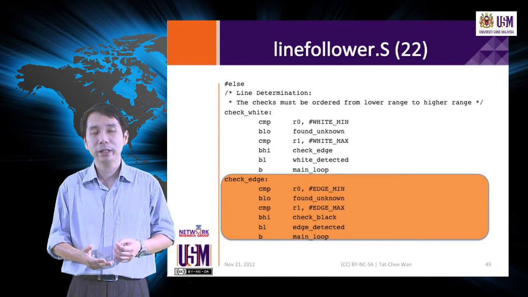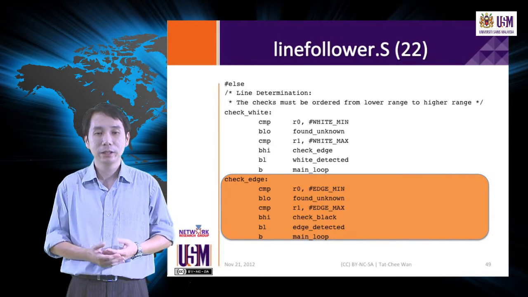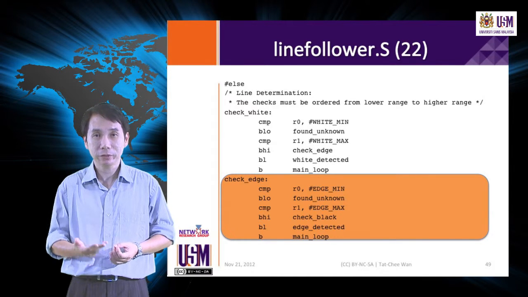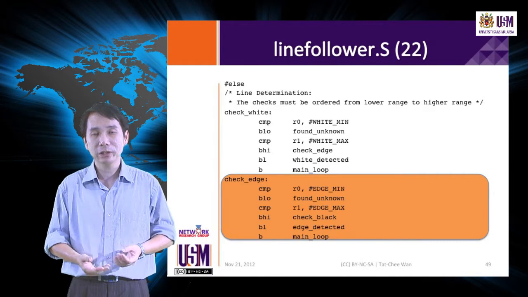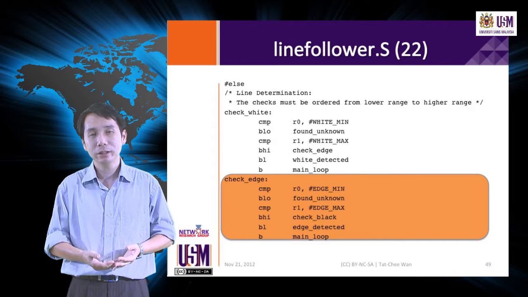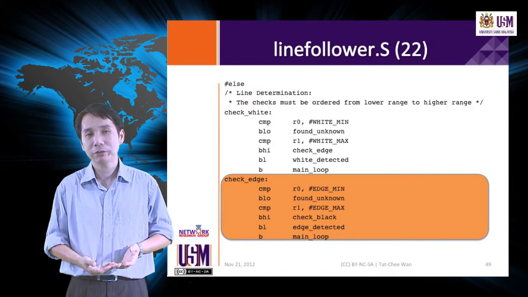Next is the case where we try to detect whether the readings are an edge. Again, we will compare the minimum value against the minimum value defined for an edge reading and the maximum value against the edge max constant. If we fall within the range, we will have detected the edge. If not, then either it is an unknown value if there's a gap in the values between white max and edge min, or else we will need to check whether it is a black value.